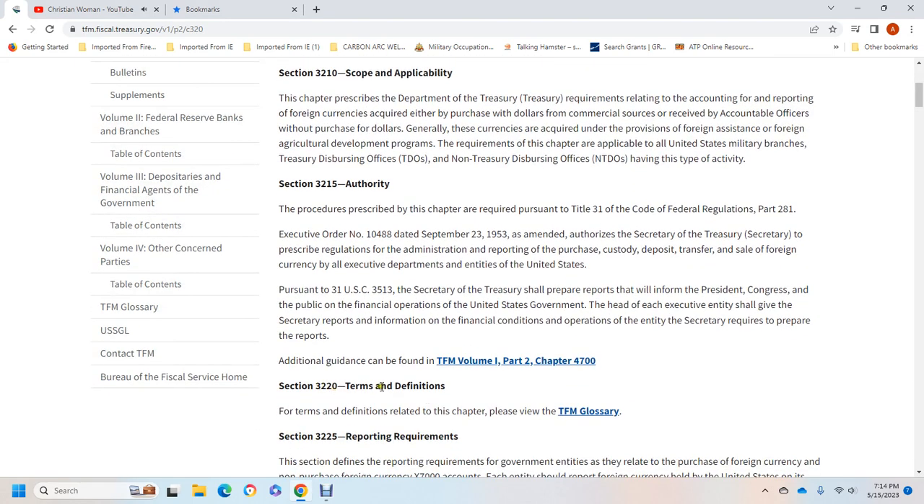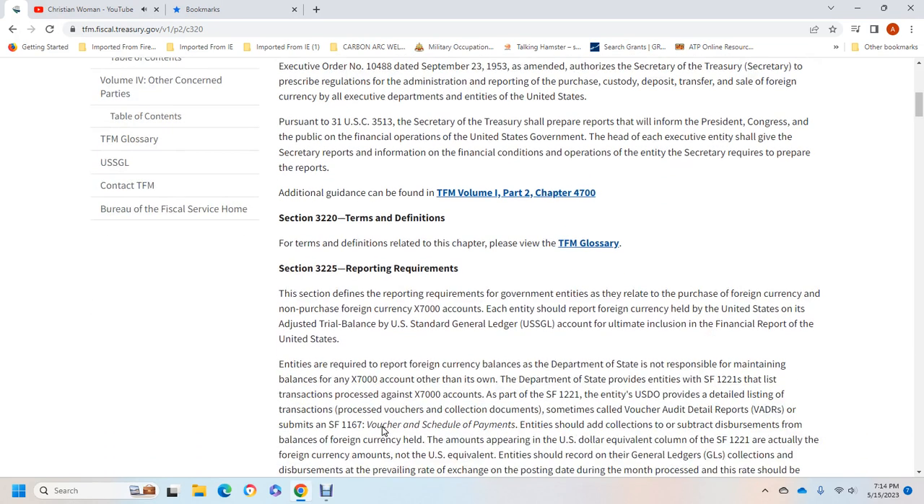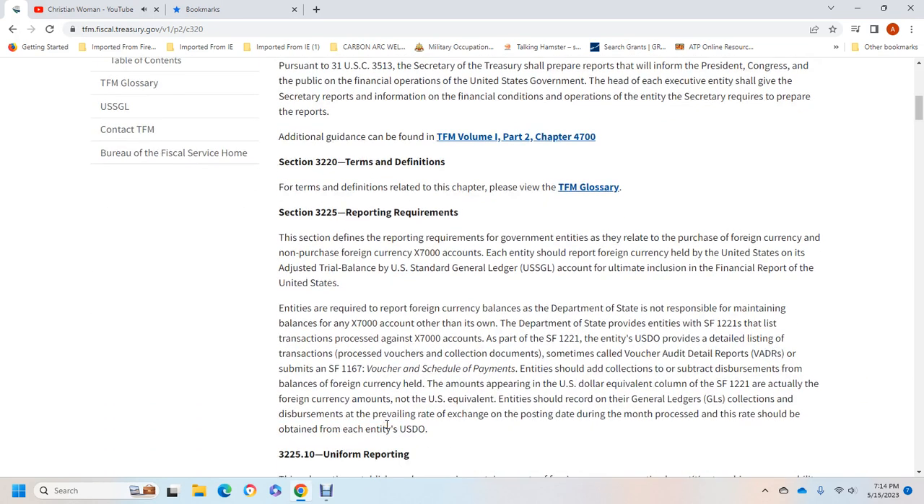Section 3220 determines the definitions related to the chapter. See the Volume 1 TFM Glossary. Section 3225, the reporting requirements, defines the reporting requirements of government entities related to the purchase of foreign currency and the non-purchase of foreign currency, X7000 accounts.